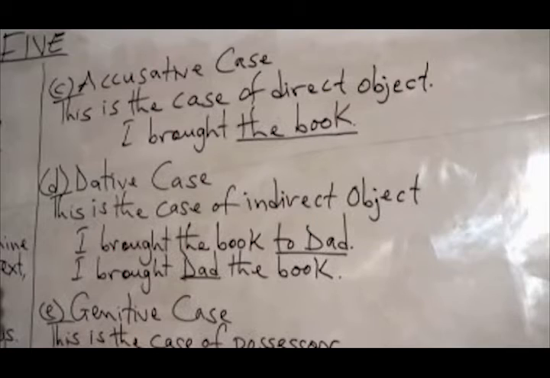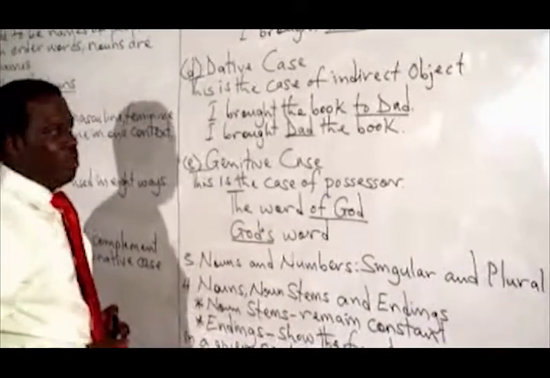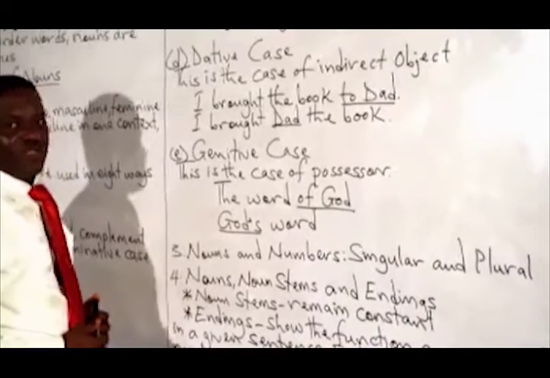The next one is the dative case. This is the case of indirect objects. We have 2 examples. I brought the book to Dad. The second one, I brought Dad the book. Now, Dad here is the indirect object because Dad receives the action indirectly.